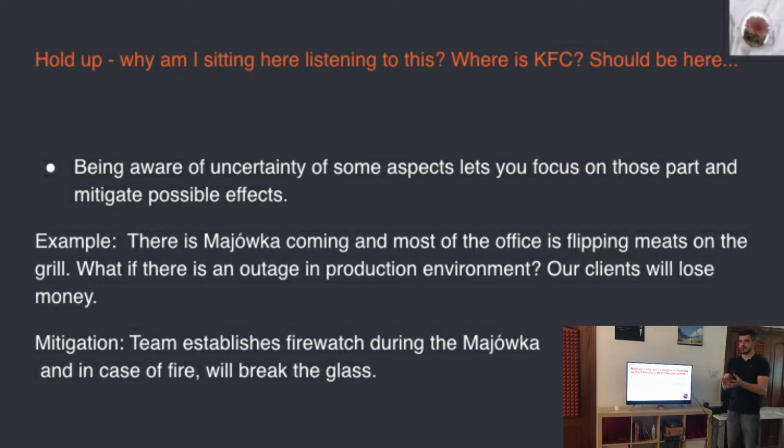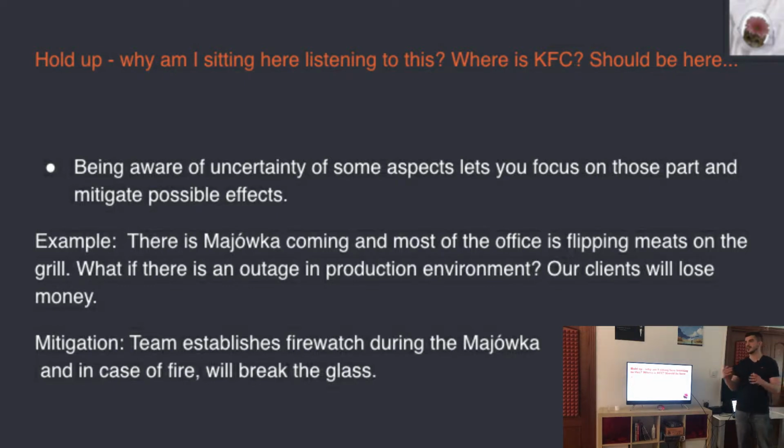So now that we know what risks are, we can work on those and we can apply them to our daily lives and also in our business world. So being aware of some uncertainty lets you focus on those parts and mitigate the possible effects of them. A simple example from our background: there is majówka coming and most of the office people are flipping meats on the grill instead of being in the office, right? For us it's pretty natural.